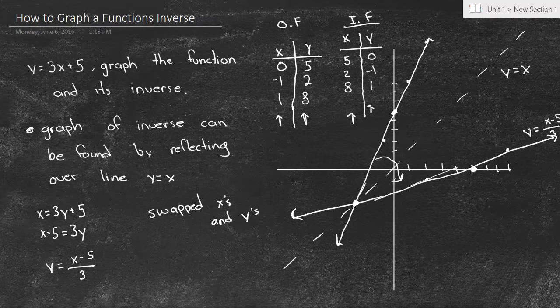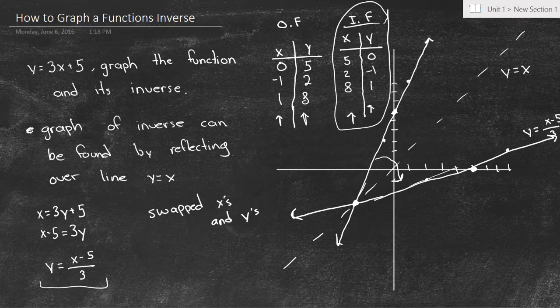I personally like to do this by setting up a table and then just plotting some points. But you can also actually find the inverse function and then find some points using that. So just realize that the line is reflected over the line y equals x, and if you're given the original function, you can always find its inverse pretty easily.